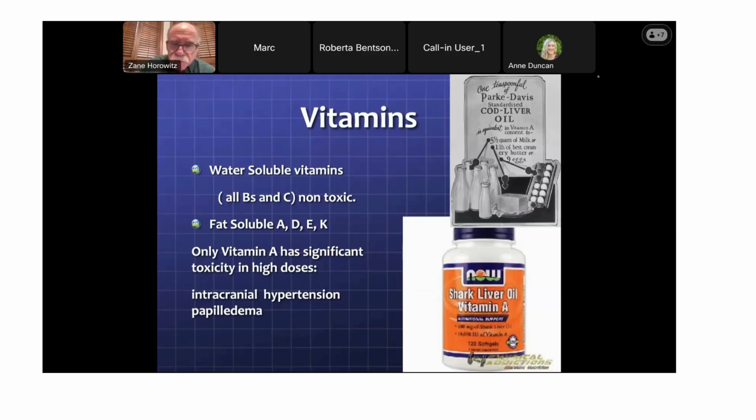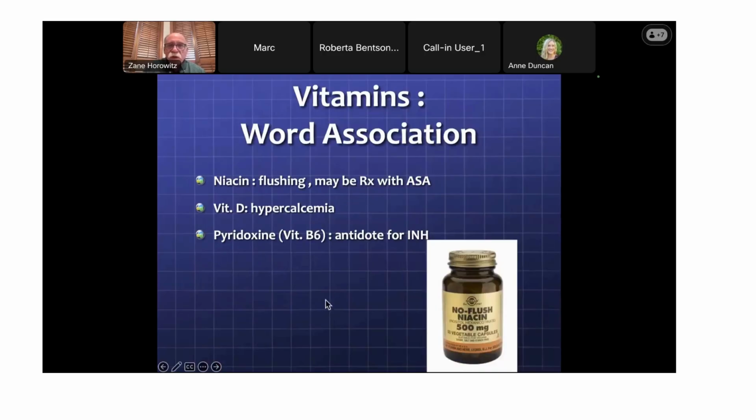The other vitamins: you have to take a lot of vitamin D to get hypercalcemic, and it's probably unlikely, except if you use one of those pesticides we talked about yesterday. E and K are generally not problematic. Other word associations with a few of these: niacin, which is a B vitamin, may cause flushing. They may be treated with single doses of aspirin.